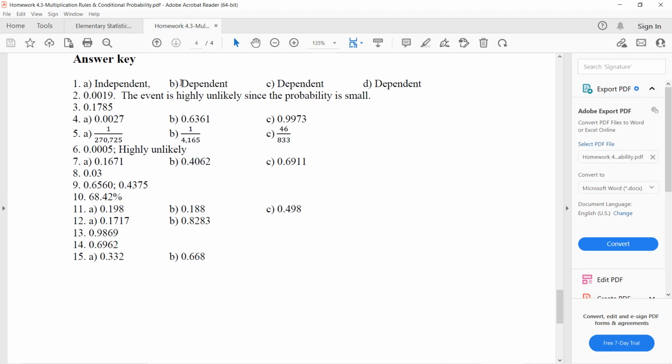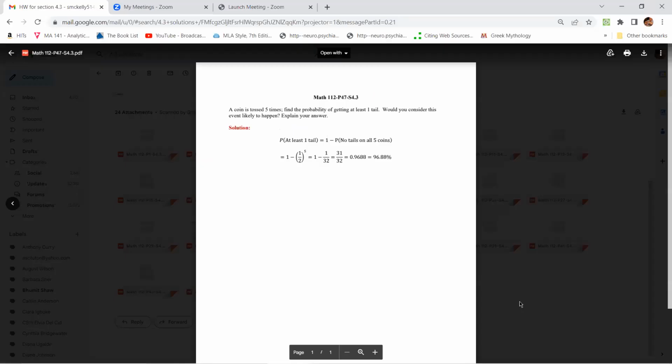All right, let's do part B. Okay, part B, what does part B say? Part B says find the probability, whoops, nope, not that one. Where is it? Okay, hold on, I have to find the homework again, because I closed it to put it over there. Okay.